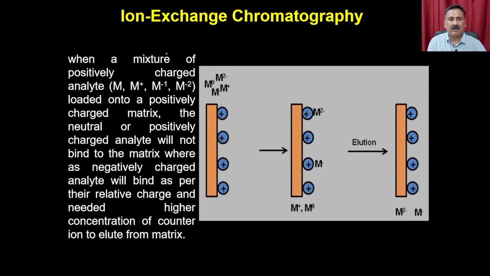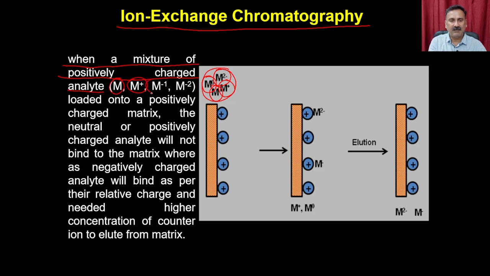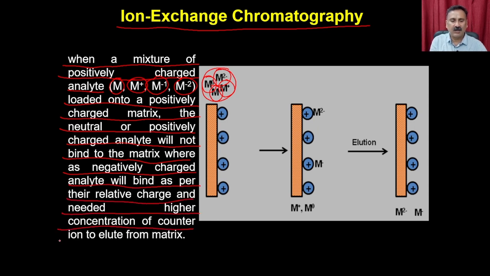So imagine that we have a complex mixture of protein molecules. You have a protein molecule which has no charge, a protein with one positive charge, a protein with one negative charge, and a protein with two negative charges. So when a mixture of analytes such as M0, M plus, M minus 1, and M2 minus is loaded onto a positively charged matrix, the neutral or positively charged analytes will not bind the matrix, whereas the negatively charged analytes will bind as per their relative charge, and need a higher concentration of counter ions to elute from the matrix.